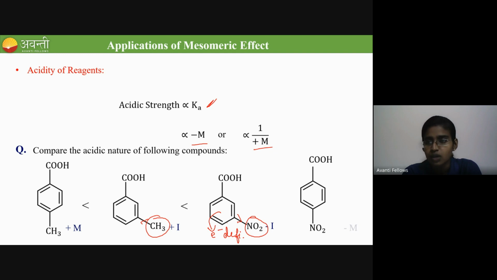Now coming to compound number 4, we have a minus M group located at the para position, so the resonance effect will act. Because of this minus M group at the para position, it is the most acidic in nature among the 4 given compounds. Got it? Any doubt you have?